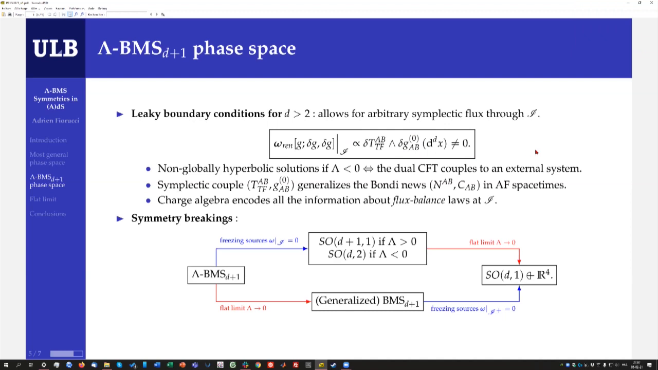But the bracket of the boundary stress tensor with itself in AdS is very complicated, right? It's not a free field. The news tensor has a very simple bracket with itself. I agree.